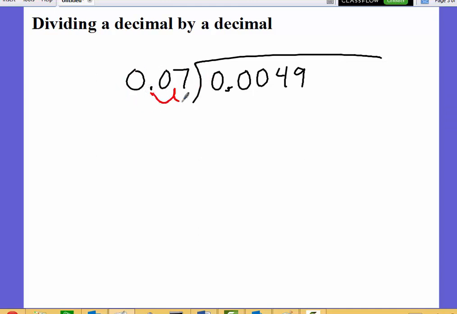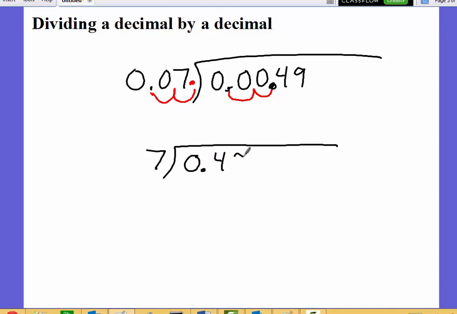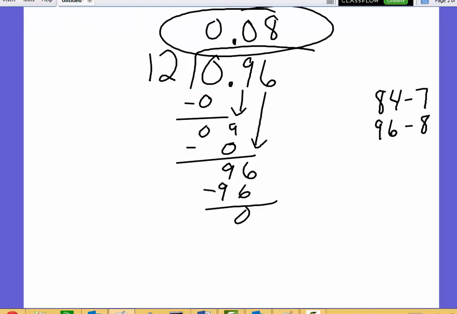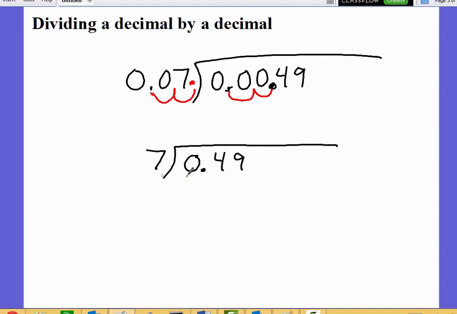I move it 1 spot, 2 spots. Whatever I do to the outside, I must do to the inside. So I move it 1 spot, 2 spots. So I'm going to rewrite my problem. I'm left with 7 as my divisor, and then my decimal was moved right here. So I'm going to write, I have 0.49. Okay, now it's going to be just like these kind of problems. I have a whole number and a decimal. A whole number and a decimal. So what I do is I bring that decimal straight up, and now I just divide like normal.